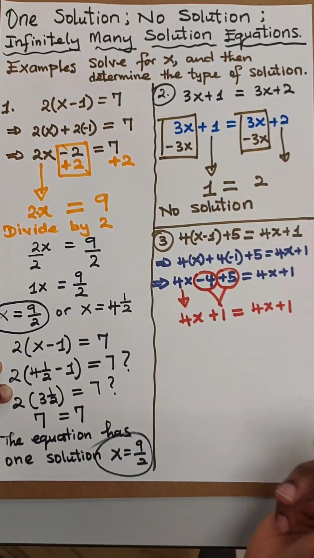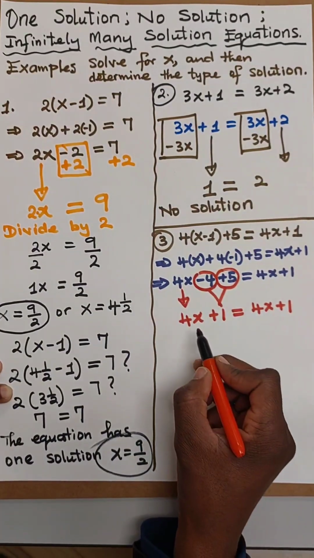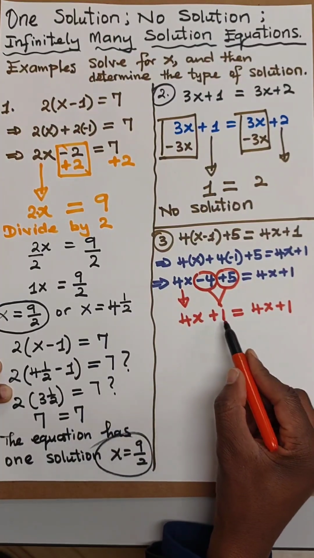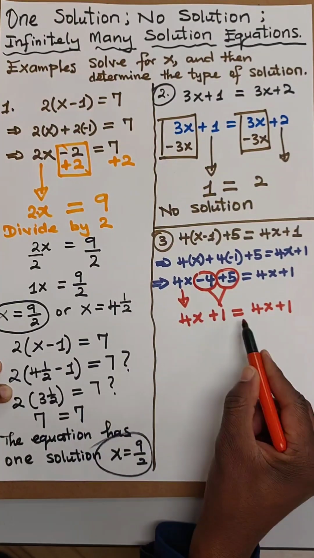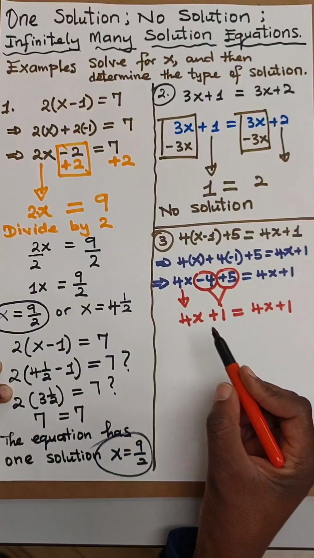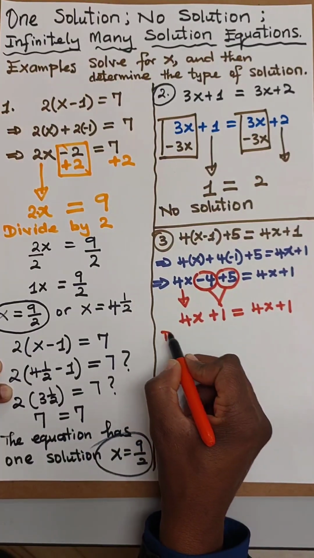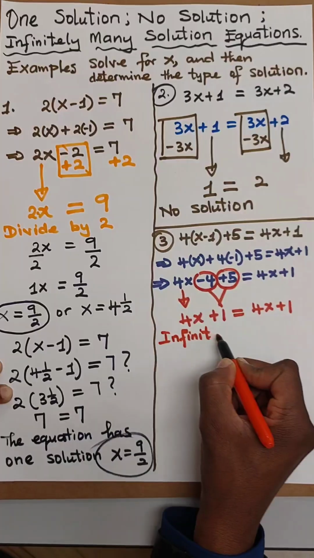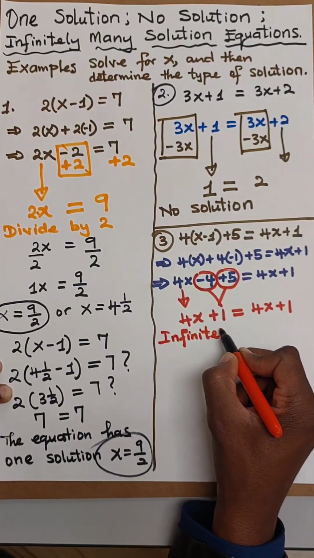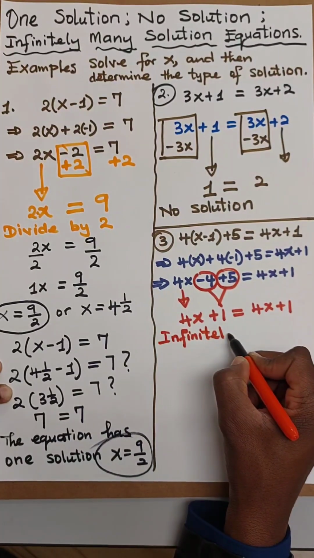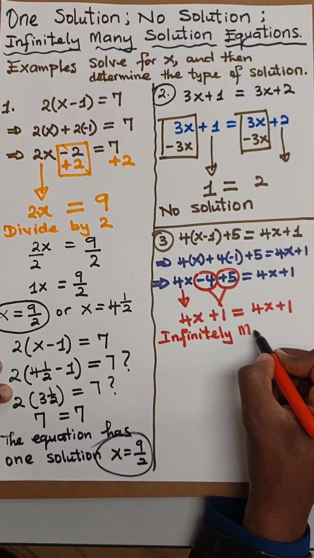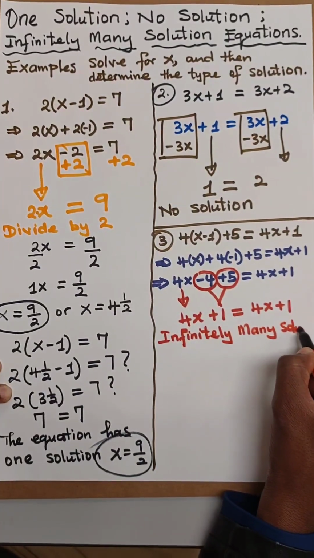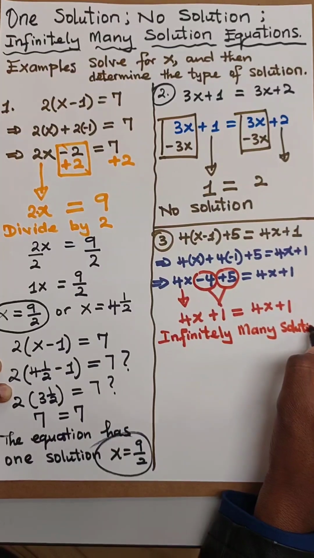All right, so this has infinitely many solutions. Again, the reason is because we have the same expression on each side. So we can conclude that it has infinite. Infinite means there are so many solutions that you cannot count. Infinitely many. That means you cannot count all the solutions. So it has infinitely many solutions.